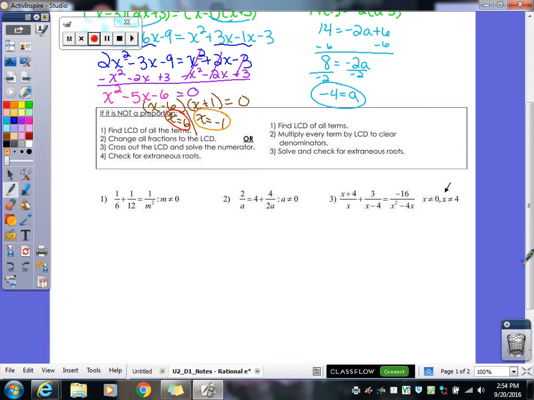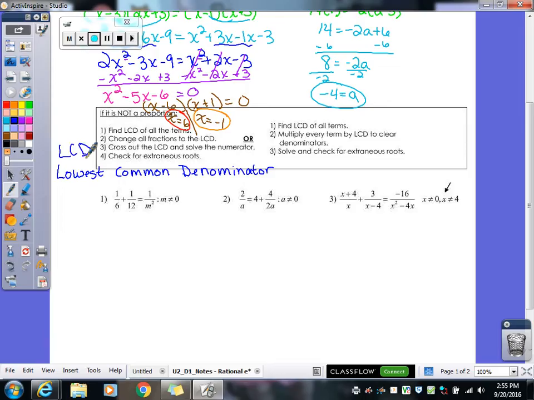It's when it's not a proportion that we have a little bit more work to do. We have to go back and find our LCD, which remember stands for lowest common denominator. We were using this when we were adding and subtracting fractions. We found our lowest common denominator then.